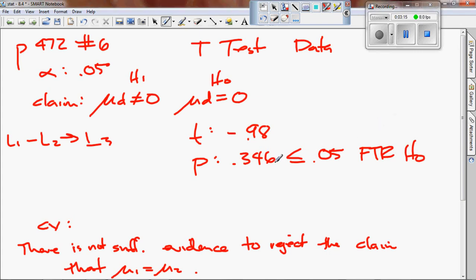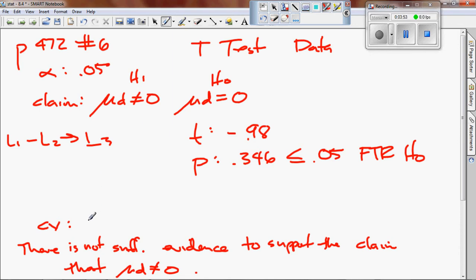So now we can draw our formal conclusion. The formal conclusion is, since we failed to reject, there is not sufficient evidence to support the claim, which is the alternative hypothesis, that the mean difference is not equal to 0. So there is not enough evidence of a difference between the two means.